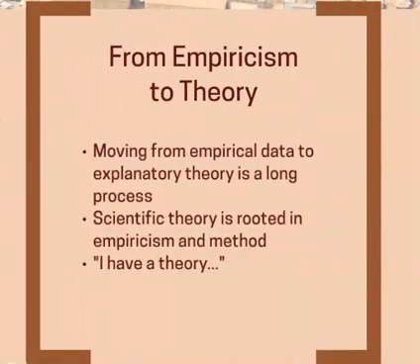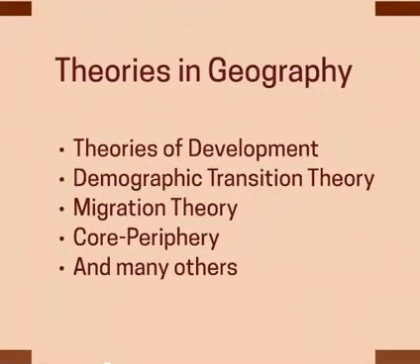The jump from empirical data to explanatory theory, however, is a long process. In science, it requires a large amount of empirical data and a large amount of methodological research as well. Theory needs to be distinguished from the colloquial notion of having a theory about something that's based on largely anecdotal evidence. In geography, there are large numbers of different types of theories that are used. We've talked about some of these already.